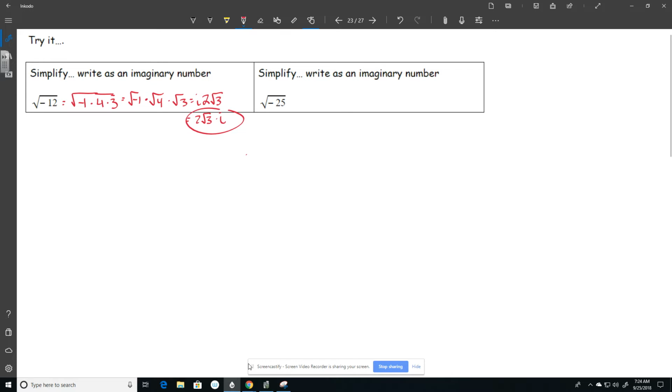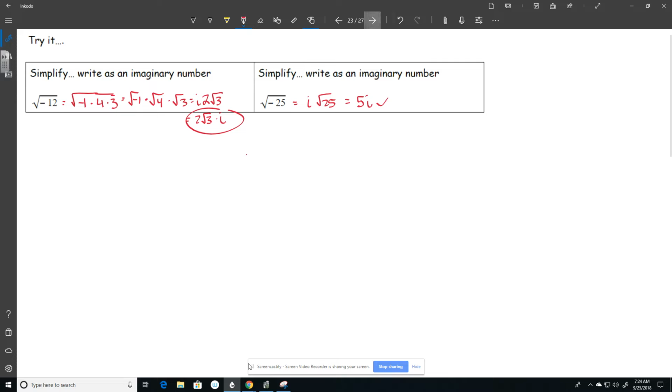Okay, simplify this one. Square root of -25. If you're getting the hang of this, you know that that just becomes i times the square root of 25. That negative just comes out front and turns into an i. But we also know the square root of 25 is 5. So this becomes 5i. And that's your final answer.